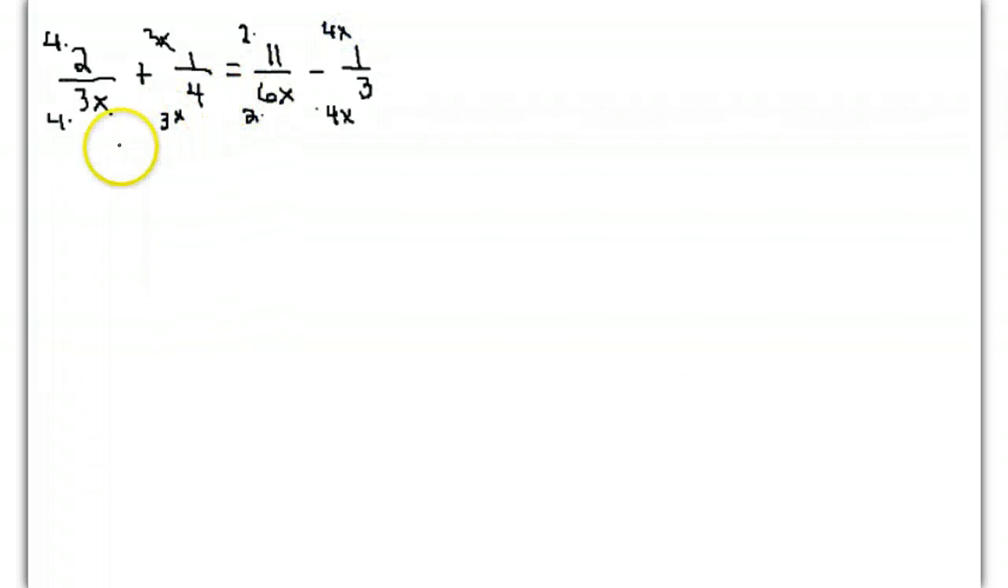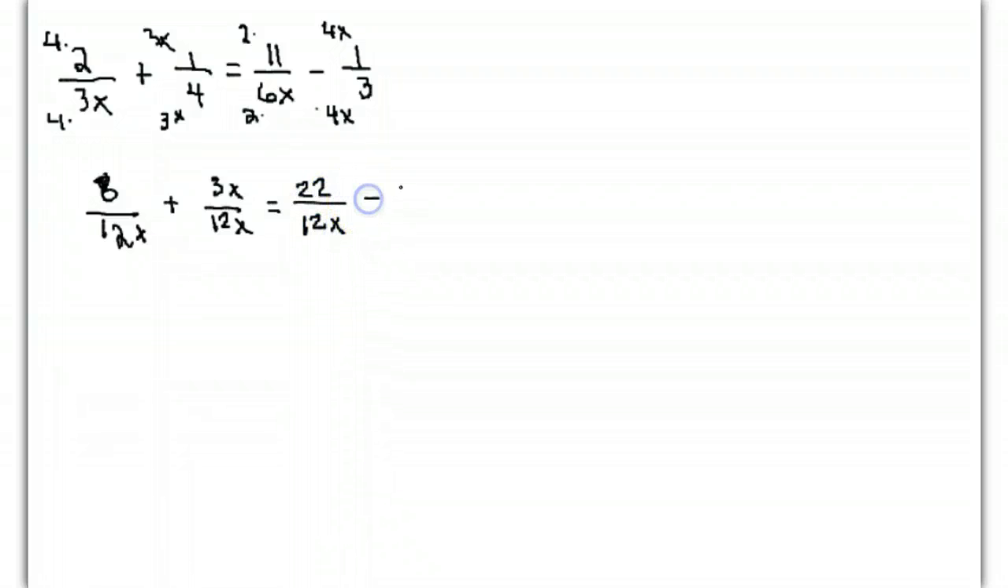And so what would you have? Let me pause it right quick. So 8 over 12x. 3x times 1. 3x over 12x. What about the other side? 22 over 12x and then minus 4x over 12x. So, the denominators are all the same.